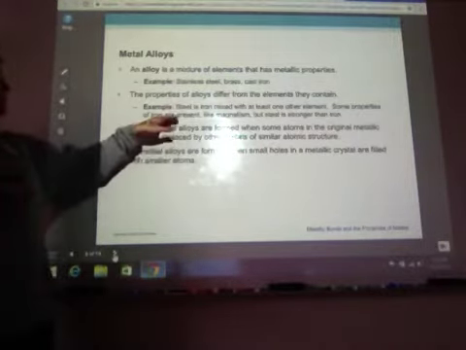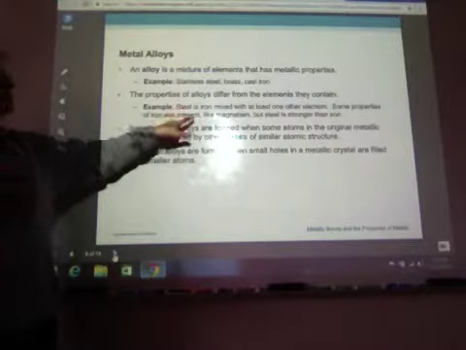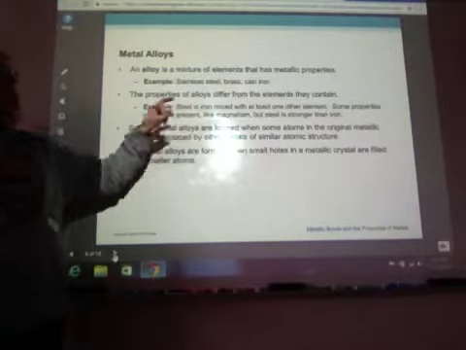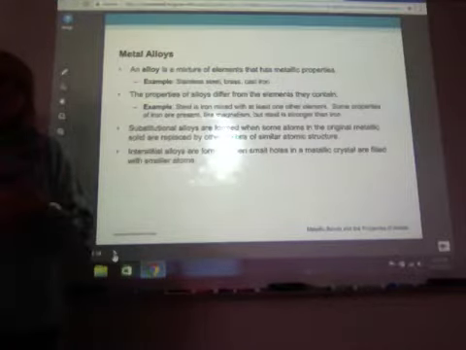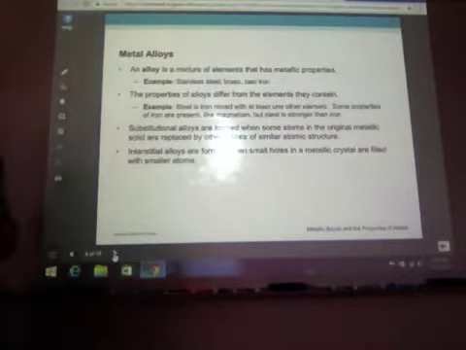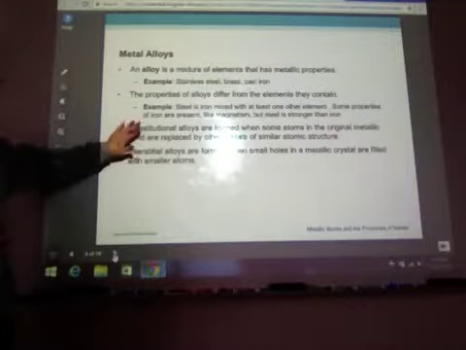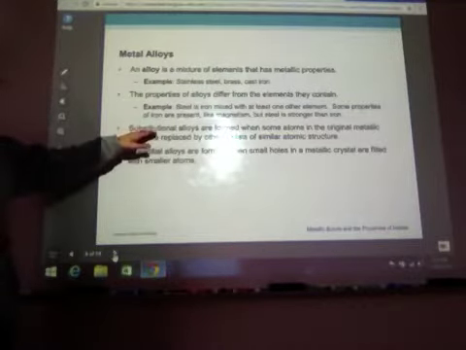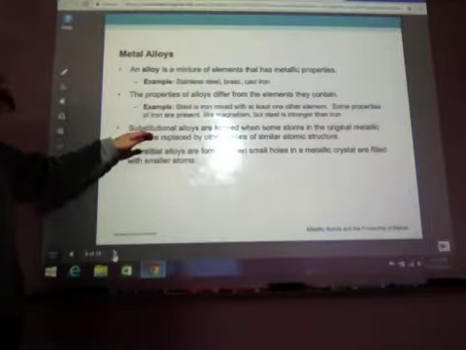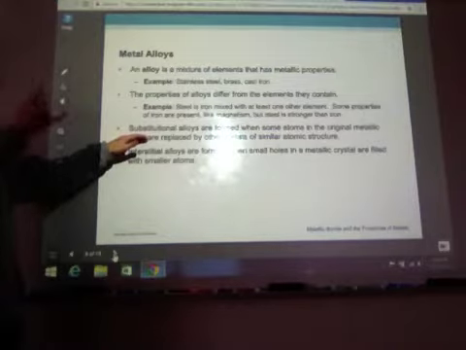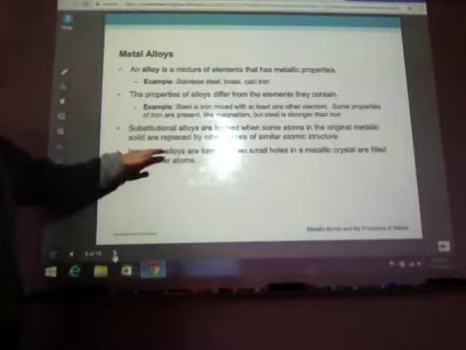Some properties of iron are still present in your steel. It's still magnetic, but it's much stronger. It doesn't corrode as easily. It's better than plain iron. And then there are two types of alloys. Substitutional is just when atoms substitute or switch places. So I might have two kinds of metals and they're going to flip back and forth.